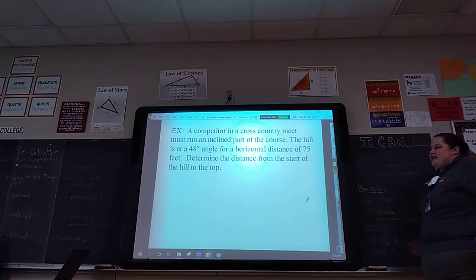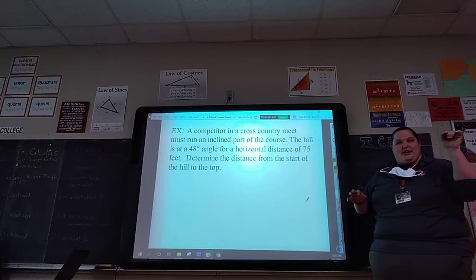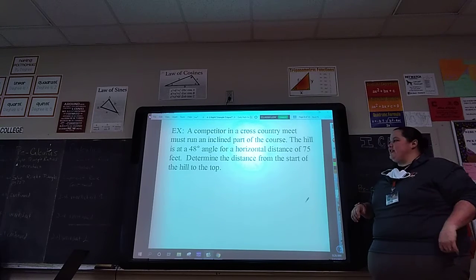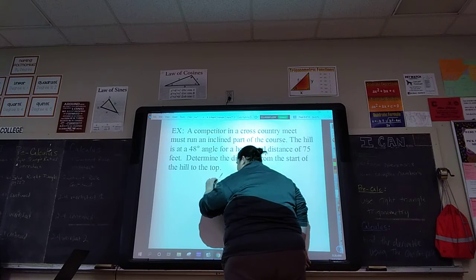Okay, so the first thing I'm going to do is draw a triangle. If you want to try to draw it all nice, where you draw the little dude running up the hill, you draw the hill, that's fine. Usually I just draw a triangle. Is that okay?